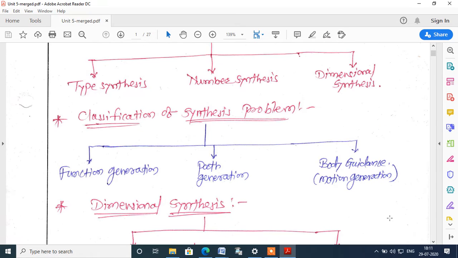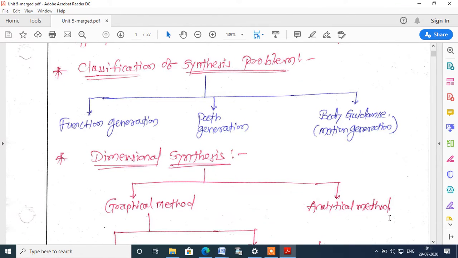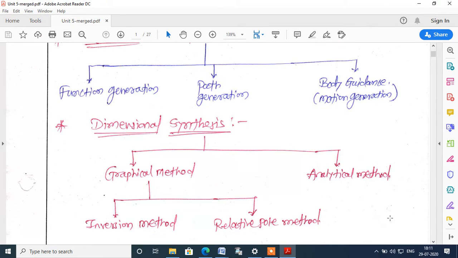Then as far as phases of synthesis is concerned, dimensional synthesis is divided into two methods, that is graphical method and analytical method. Graphical method is again subdivided into two methods, inversion method and relative pole method. So these both methods are graphical methods, and we will see how to synthesize a given mechanism by using these methods in the next part of the course.